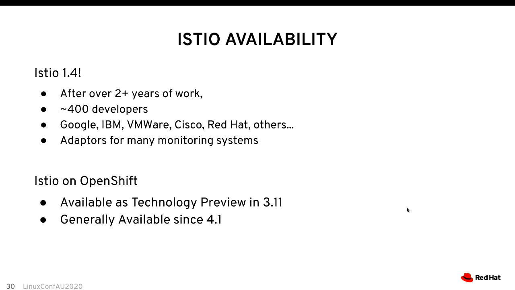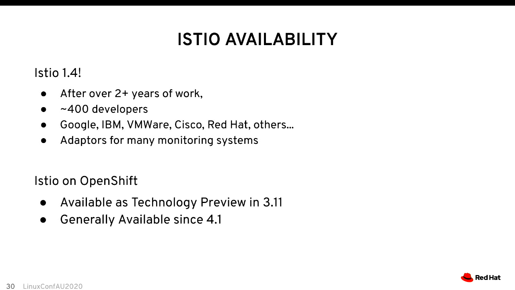And this is the last slide. The latest version of Istio is 1.4. It has been there for almost close to 3 years now in the upstream community. There are a lot of enterprises contributing to the success of this community.